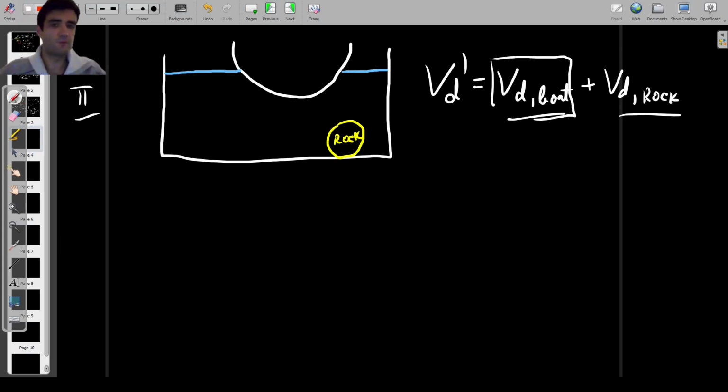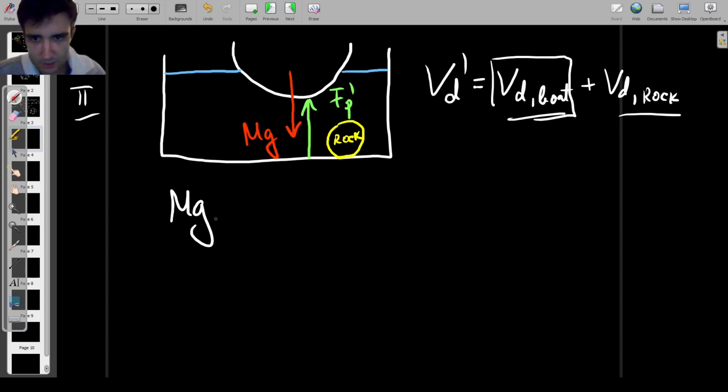Okay, so first of all, let's look at this term right here. So this is the displaced volume of the boat and the person. So for that, we're just going to use our usual balance equation. So that's going to be Mg, right? We no longer have the rock in the boat, so we just have Mg pointing downwards. And then we've got the force due to pressure. I'll put a prime on it, again, just to distinguish it from the previous one. So then the equation of equilibrium is simply Mg equals F_p prime.